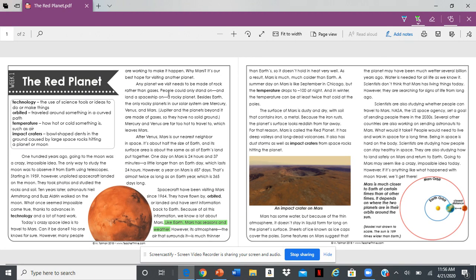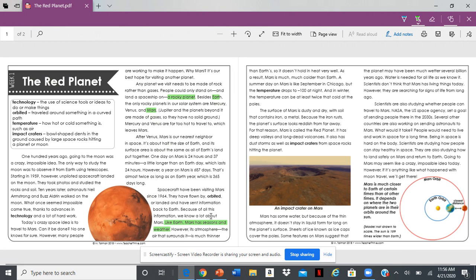Up here, it says it's a rocky planet, and then it says besides Earth, the only rocky planets in our solar system are Mercury, Venus, and Mars. Well, Earth and Mars are both rocky planets. That means they're made of land, well, ground, not gas. So then it tells you why you can't go to these two. The main point of this article, of course, is traveling to Mars, but we're looking at how Mars and Earth are the same. So those are a couple of ways that Mars and Earth are the same.